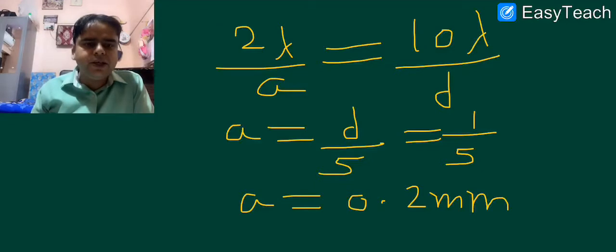You know that d is equal to 1 mm, the distance between the two slits, is given. Put the value of d as 1 mm, then 1 upon 5, and the answer is a is equal to 0.2 mm. It means that the size of each slit is 0.2 mm. The size of each slit is 0.2 mm.